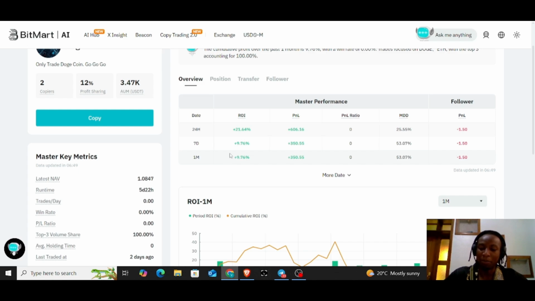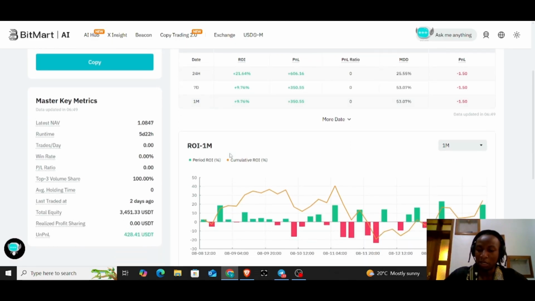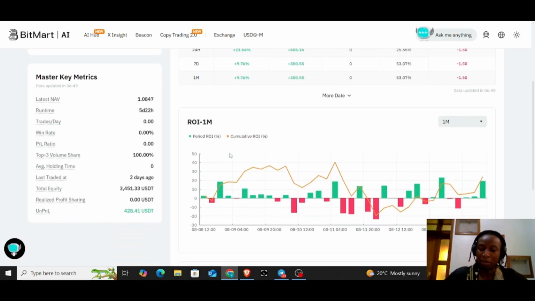And unlimited copier capacity too as well. There's no limit to how many users you can follow as well. And the better your performance, the more profit you earn through profit sharing, right?